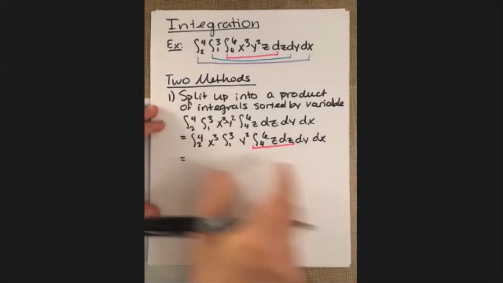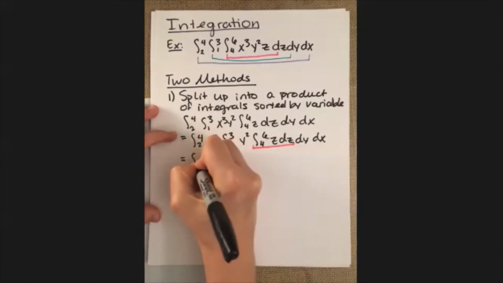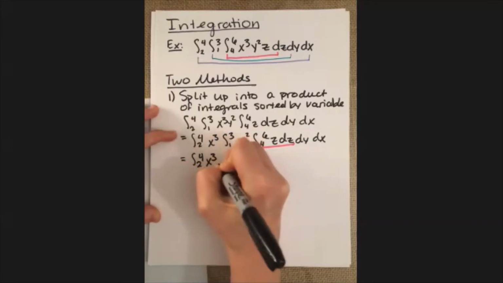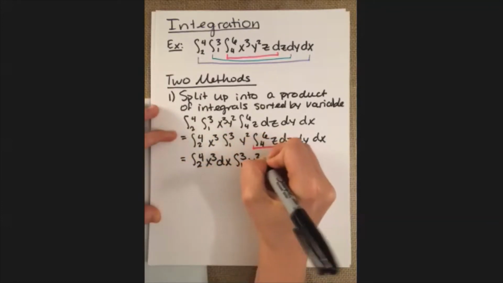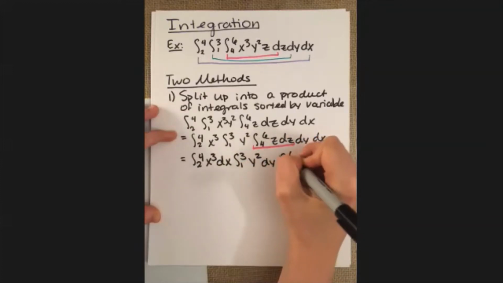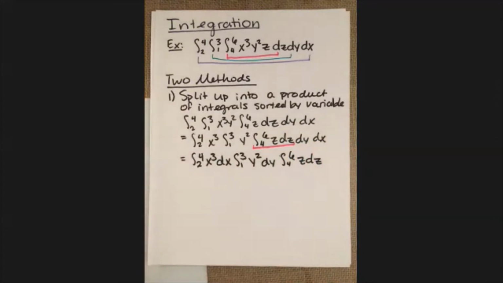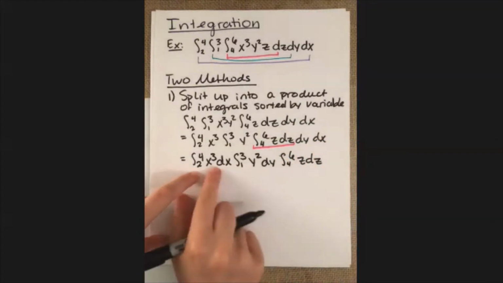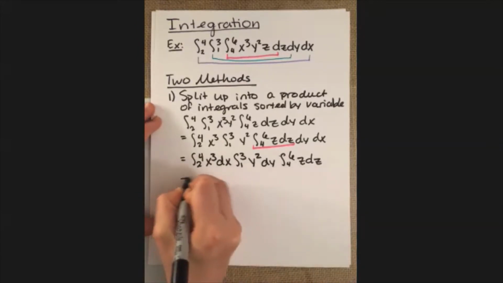So all I have to do now is split them up. We have the integral from 2 to 4, x cubed dx, integral from 1 to 3, y squared dy, and then the integral from 4 to 6, z dz. At this point, we have each integral in terms of only one variable, and you can integrate or evaluate as normal.